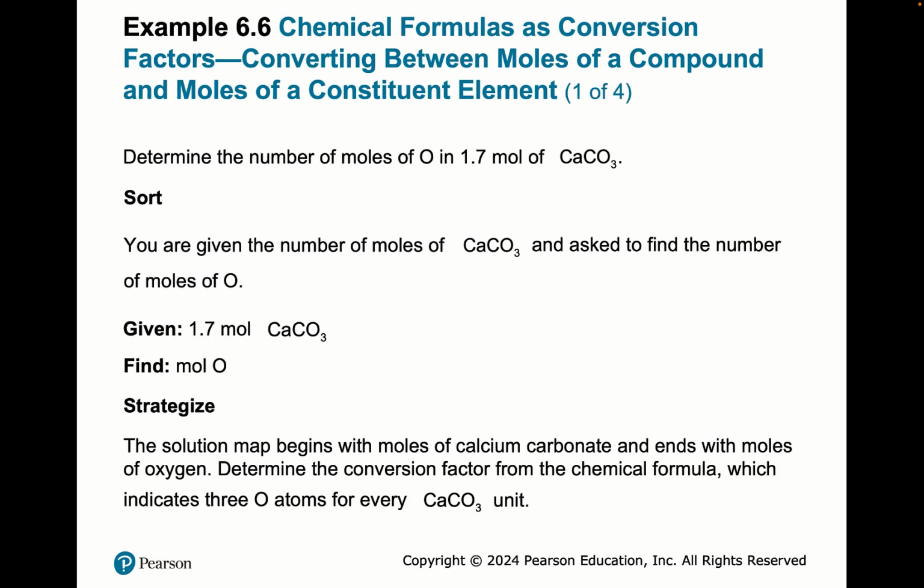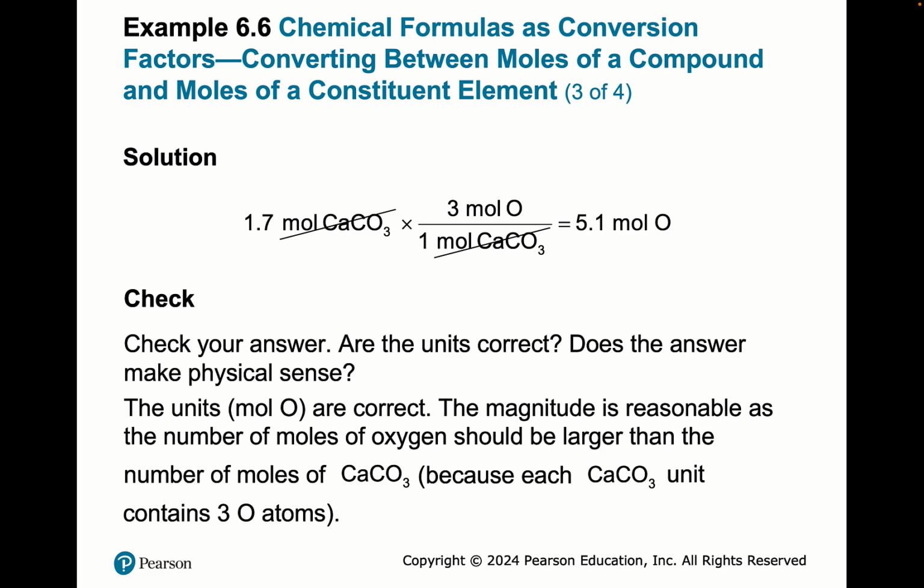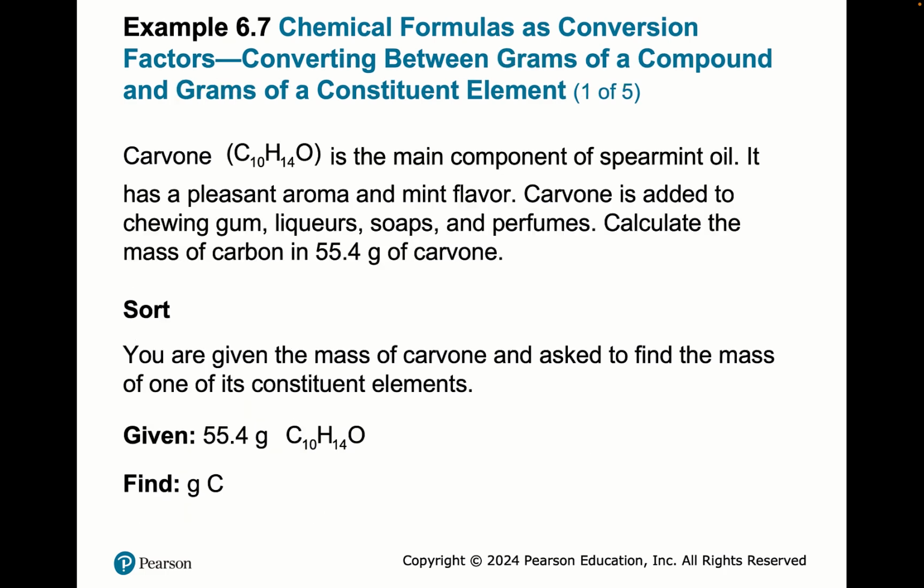Determine the number of moles of oxygen in 1.7 moles of calcium carbonate. Now we look at each unit of calcium carbonate and figure out the number of atoms. Each unit of calcium carbonate has 3 parts oxygen, that's CaCO3, the 3 there, and there are no parentheses around it, so we know there are 3 moles of oxygen to every mole of calcium carbonate. So we just multiply by 3, and then we get 5.1 moles.